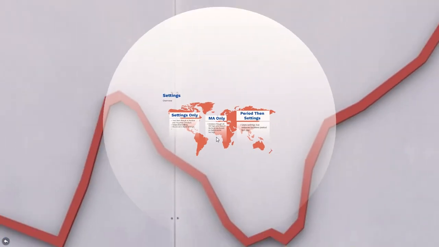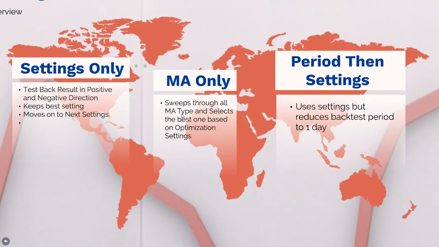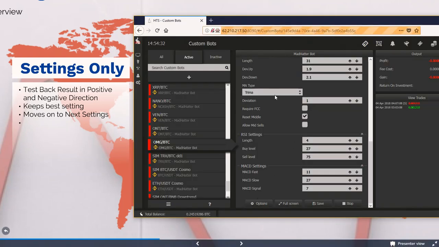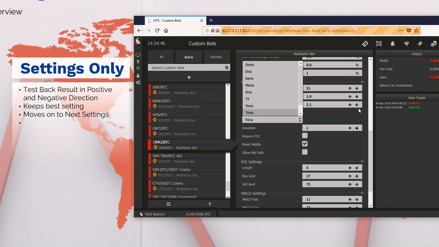MA only basically sweeps through all the moving average types and selects the base one based on the optimization setting. And we'll talk about optimizations in a little bit too. So let's go ahead and show you that. Alright, so basically there's different MA types here. So it'll kind of select the WMA, weighted moving average, I believe. Run it. What's the ROI on that one? And then it'll run it again for TRIMA, TEMA, T3, all the way up to DEMA.